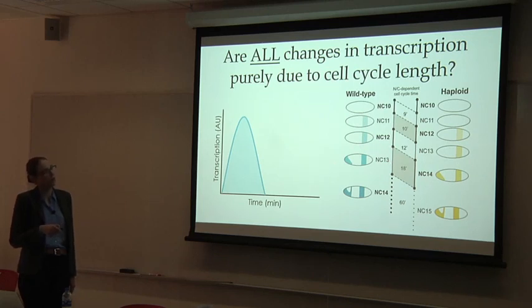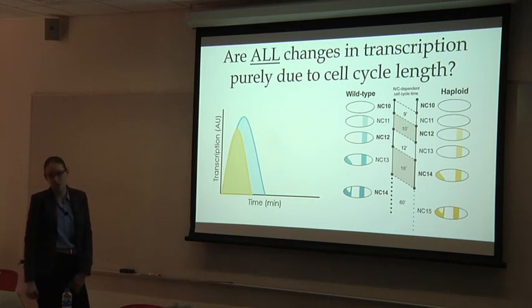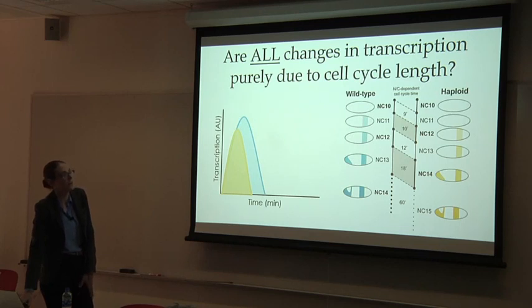And so if you're comparing a nuclear cycle 13 wild type to a nuclear cycle 13 haploid, the haploid is just much younger in total cell cycle time. So it's sort of the reverse of the problem that I just described to you. There's been less time to integrate. So to look at this, we wanted to really look at the dynamics of this transcription.